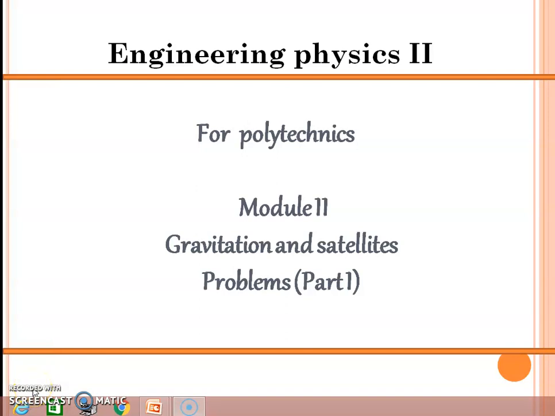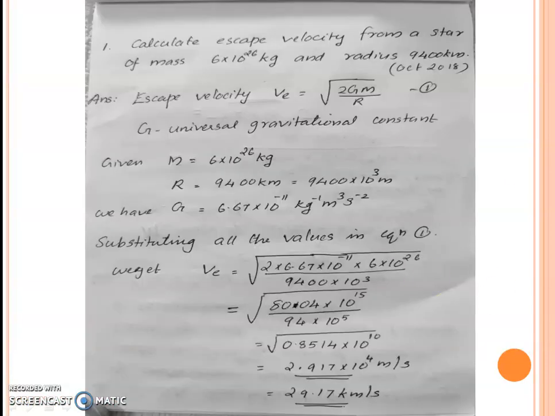Hi students, in the last few classes we discussed some important problems from module 3. Today let us discuss some important problems from module 2. Most of these questions are collected from the previous year's question paper.